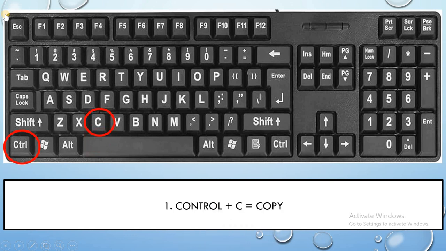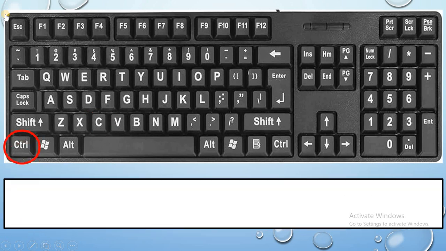First one, Control C, used for copy. Second, Control X, used for cut option. Third, Control V for paste option. Fourth, Control plus Z, used for undo option. Fifth, Del key for delete.